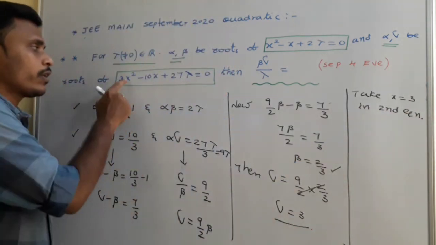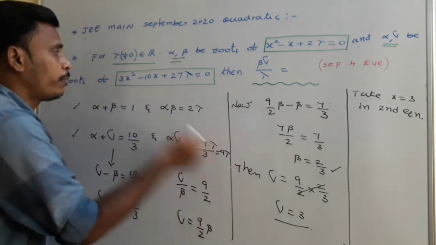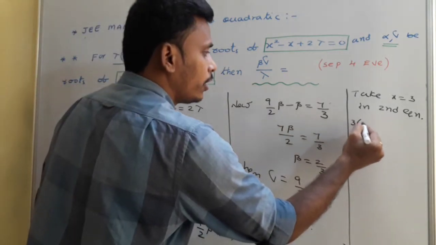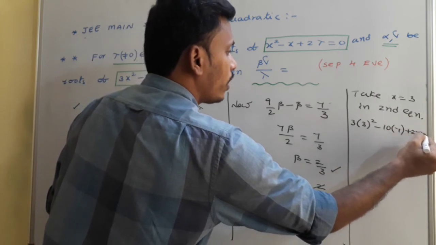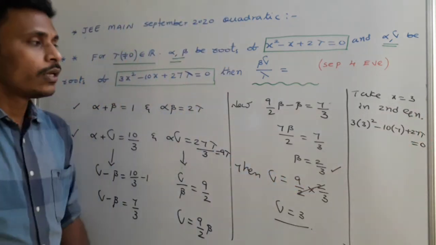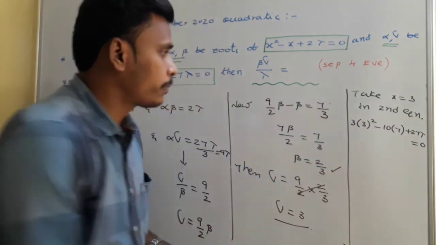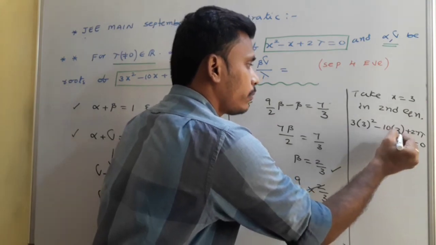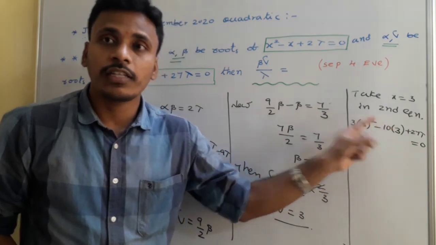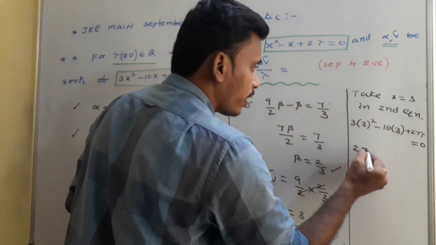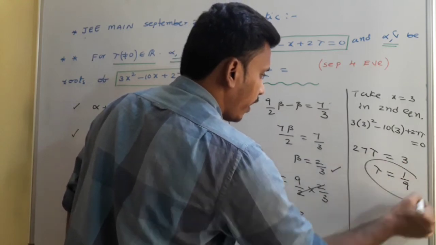Replacing 3 here, 3 into 3 square minus 10 into 3 plus 27 lambda is equals to 0. Just look there, 3 square is 9, 9 3s is 27. 27 minus 10 into 3, x is 3, right? So 10 into 3 is 30. 27 minus 30 is minus 3. Send that minus 3 that side. 27 lambda is equals to 3. Lambda is equals to 1 by 9.